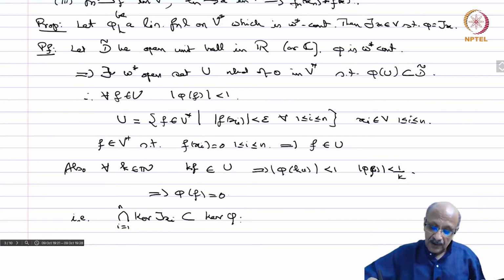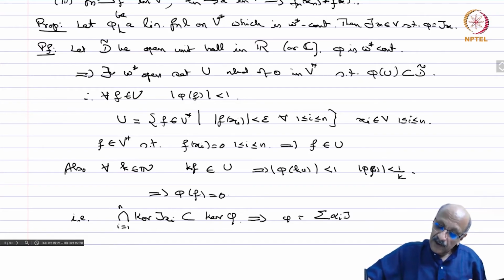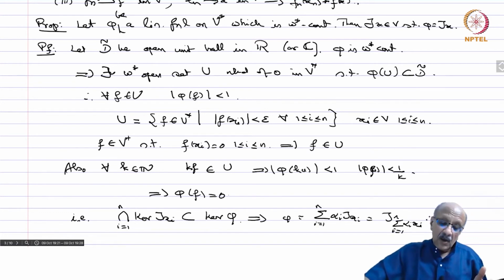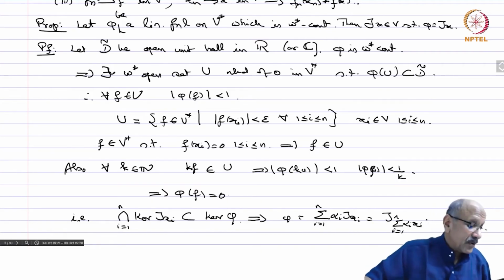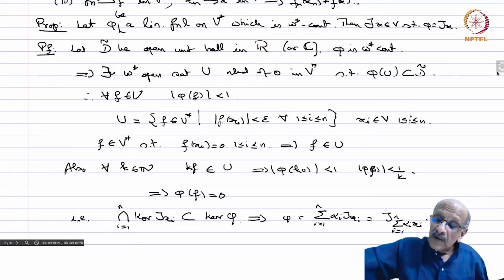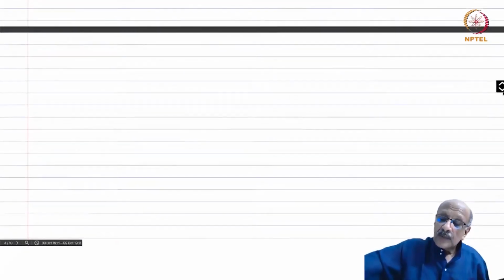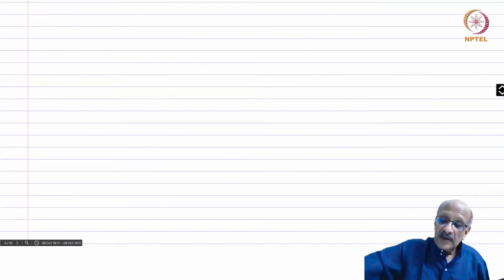And if you remember, we have done this exercise already in the Hahn-Banach theorem chapter. This implies that phi equals sigma alpha_i J x_i, which is equal to J of sigma alpha_i x_i, i equals 1 to n. And that's exactly what we claim. So the point x is sigma alpha_i x_i, and that proves this proposition. Okay, so the only functionals which are continuous with respect to the weak star topology are the J x functionals, nothing else.